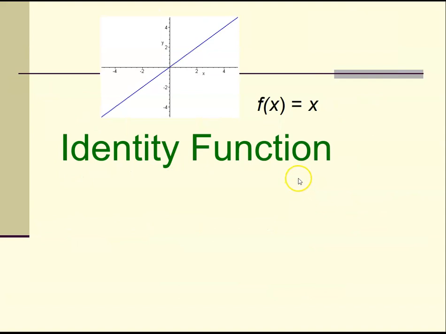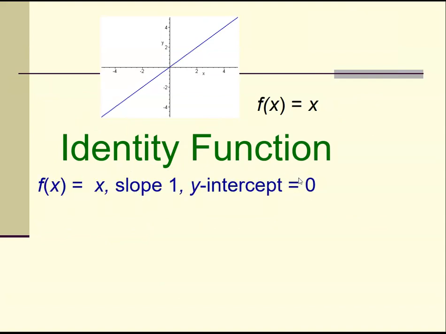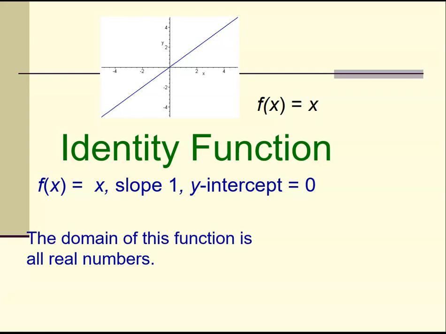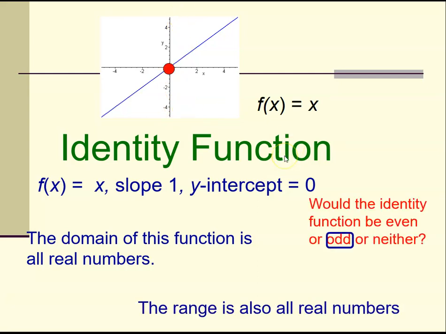Next, identity. f(x) = x. So the slope is 1, the y-intercept is 0, so it will be going through the origin. So we will have y = x, right? We have 0, 0, and 1, 1. If y is 1, x is 1, so they are equivalent. The domain of this function is all real numbers, from negative infinity to positive infinity, the same as the range. So it will be an odd function.